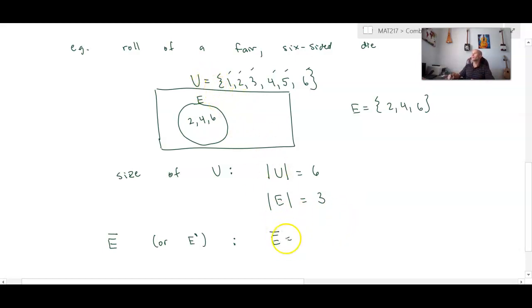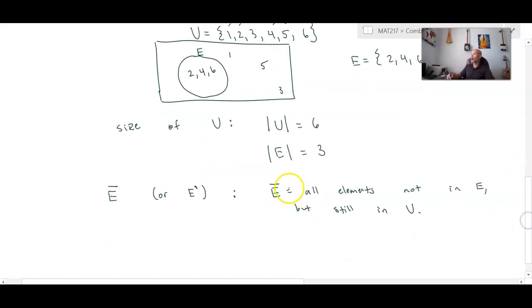Well, if you consider the fact that this is going to be all elements not in E, but still in the universe, what are the elements that are not in E, but are still part of that universe? Well, there are 3 other elements in here. We'll just put a 1 over here, and maybe the 3, and maybe the 5 like that. So the elements in E complement, or not E, are going to consist of the elements 1, 3, and 5. So this is sometimes read as E complement. And earlier I mentioned that sometimes you'll see or hear people say not E.